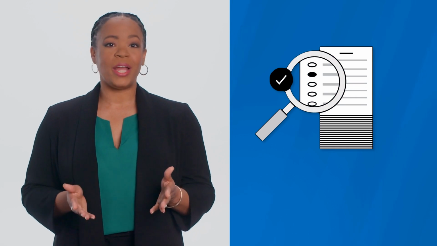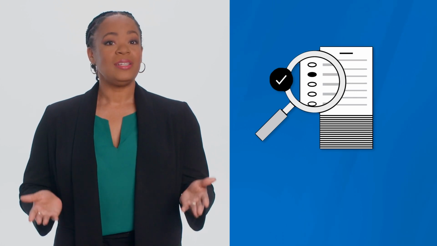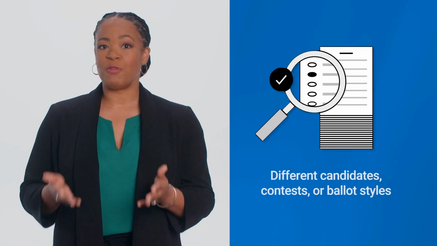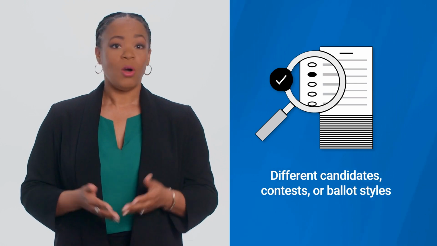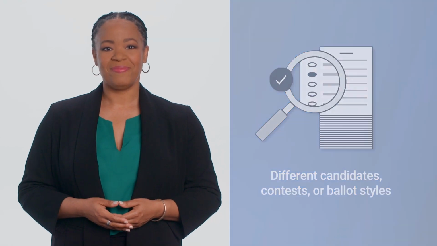The accuracy component makes sure that the voting system is counting votes correctly across all ballots. For example, L&A testing can check that marks on a ballot will be treated the same way for different candidates, contests, or ballot styles, or that tallied votes add up correctly in the final totals.